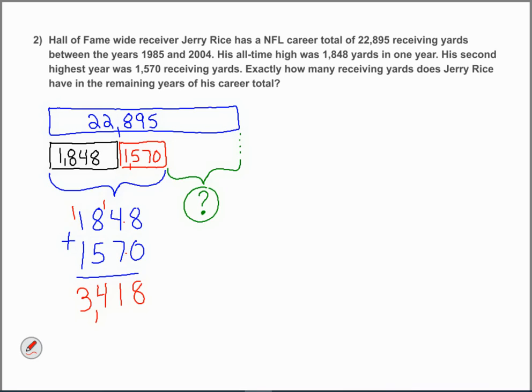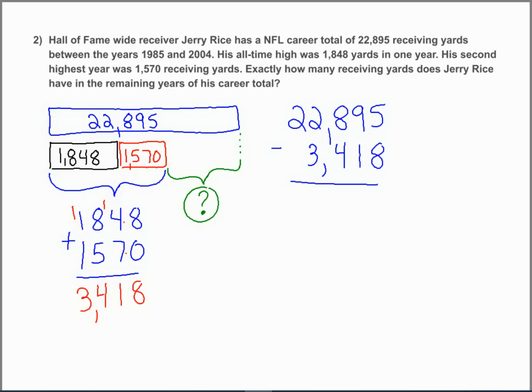Okay, we're not done yet. We got one more step. So we have his career total of 22,895 yards, and we're going to subtract those two years combined, which I just solved. Looks something like that. And you can subtract however you want. You can use the standard algorithm.